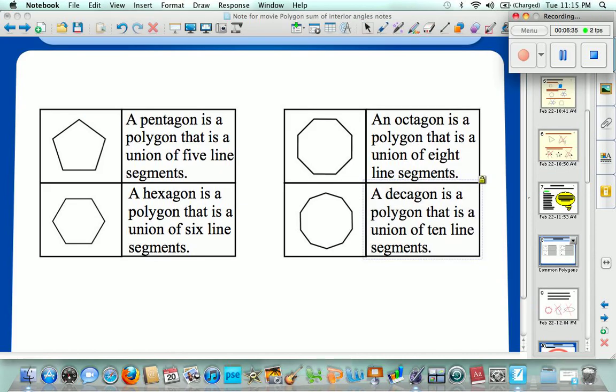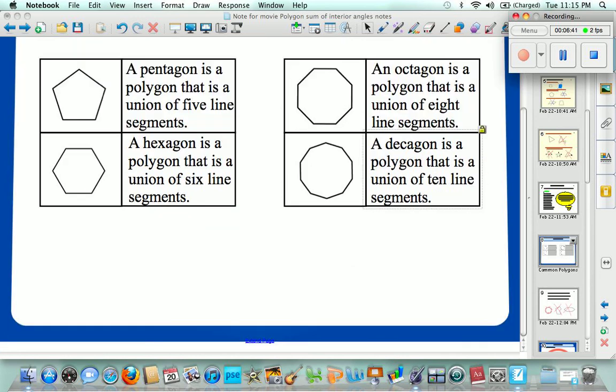Okay, you want to make sure you write down the definitions of these polygons: octagon, a decagon, a hexagon, and a pentagon. So pause the video and write these down before moving on. These are all examples of polygons.